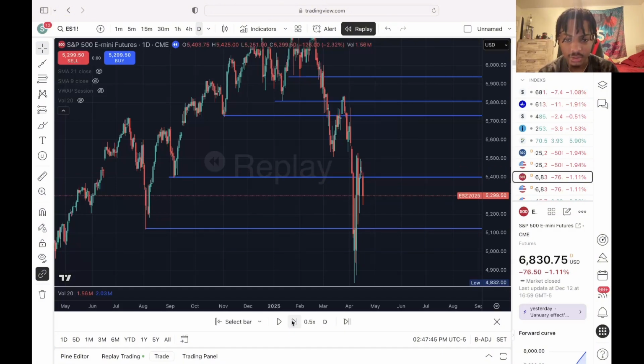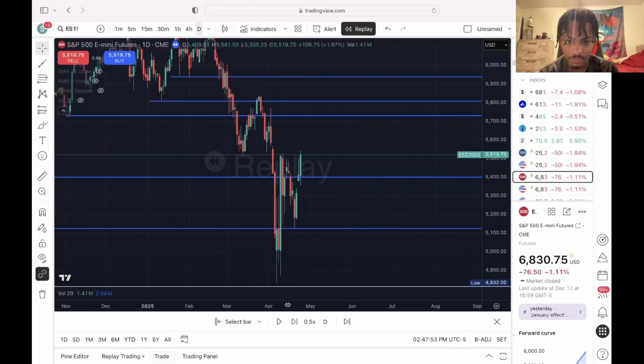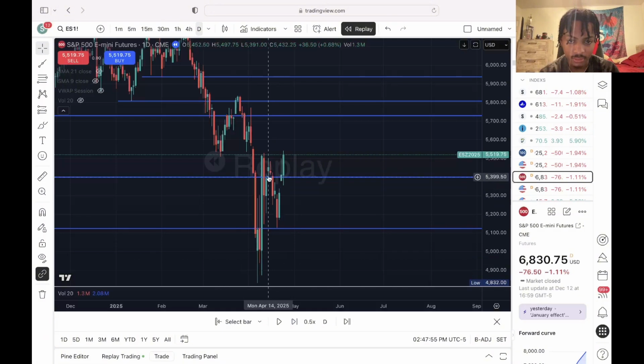And now, like I told you guys in the other video, once we break above this high, as we did on this candle right here, we now have a break of structure and a change of character back to the upside. So now we've changed character, and now this is an uptrend.